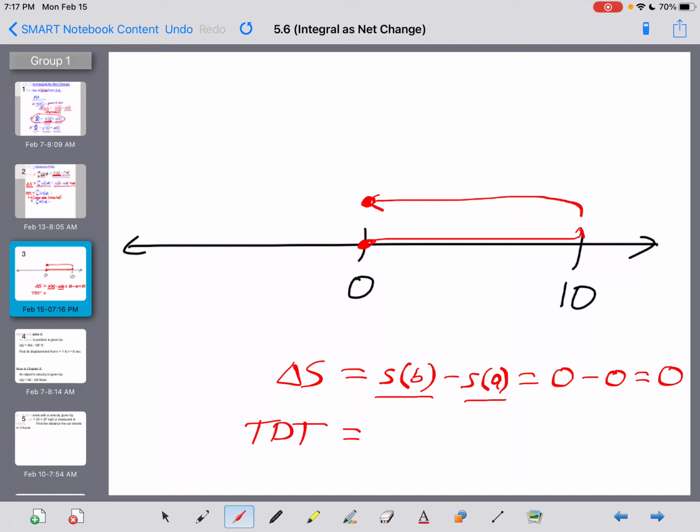And yet, everybody, total distance traveled asks something similar but different. Total distance traveled ignores the fact that some of our displacement here was negative, because that was simply the, what did we have here, guys?